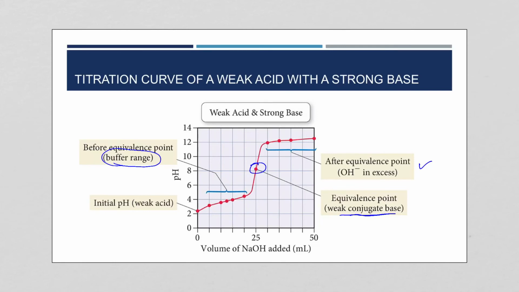But again, we have this inflection, so we have this rapid rise in pH within this relatively small volume, from, say, a little over 4 in this case to close to 12, again within that relatively small volume window.